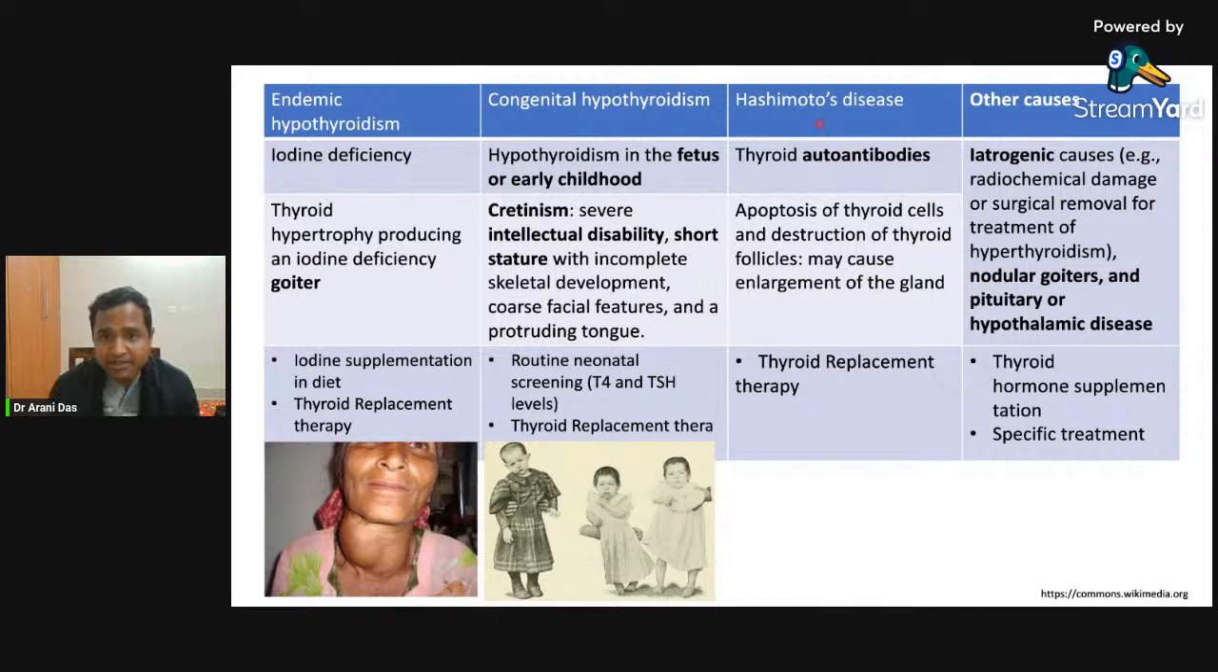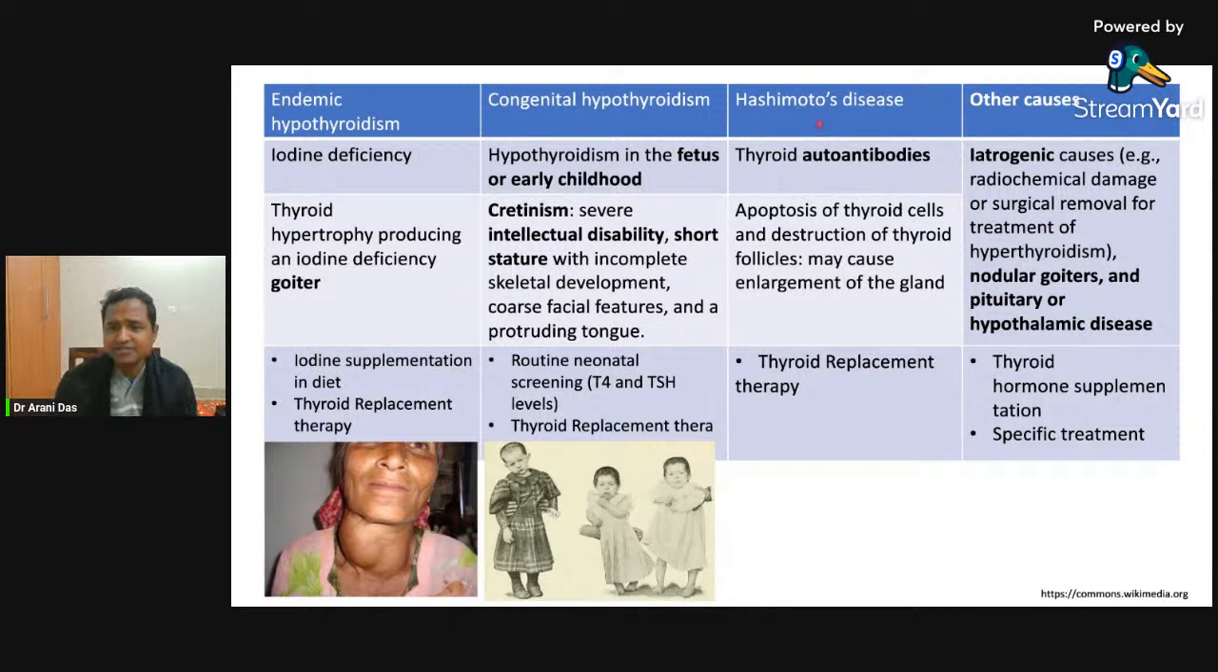Another important but rare disease is Hashimoto's disease, where autoantibodies are generated. These autoantibodies, in this autoimmune disease, destroy the thyroid follicular cells. There may be reactive hypertrophy of the thyroid gland as well. So the only treatment is thyroid hormone replacement.